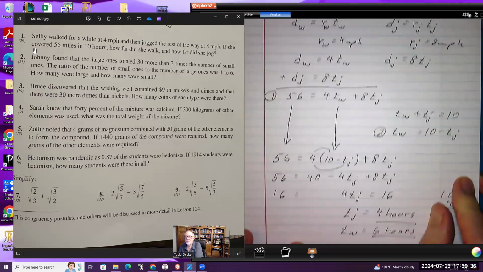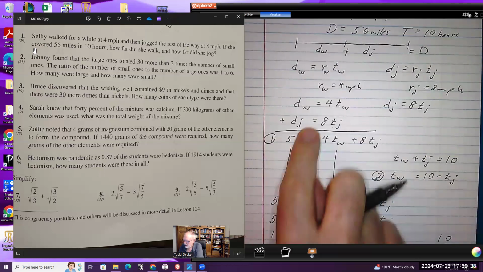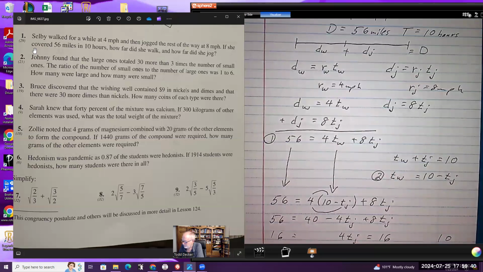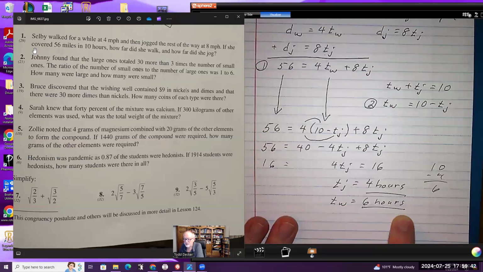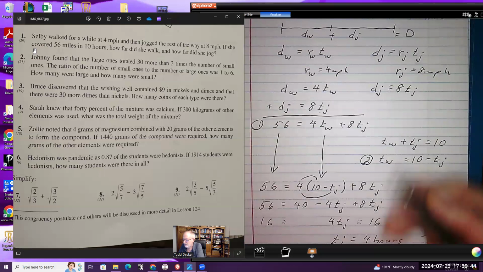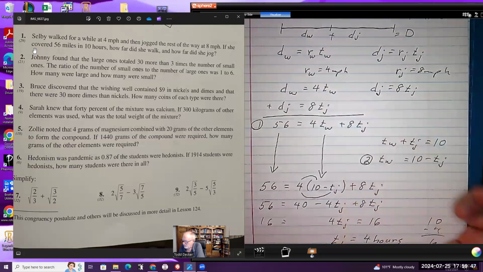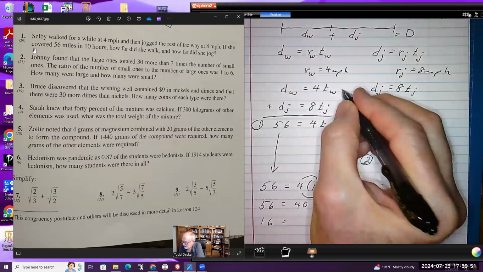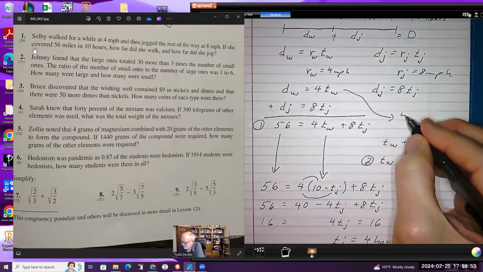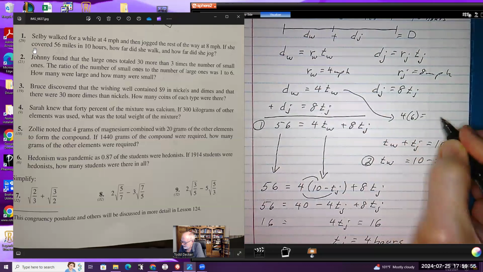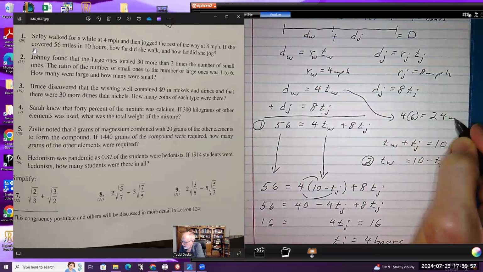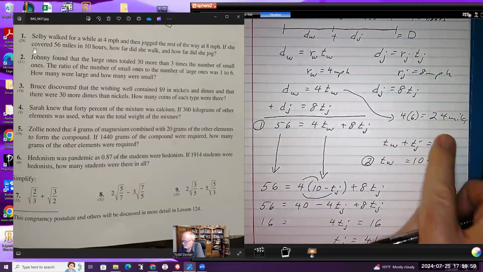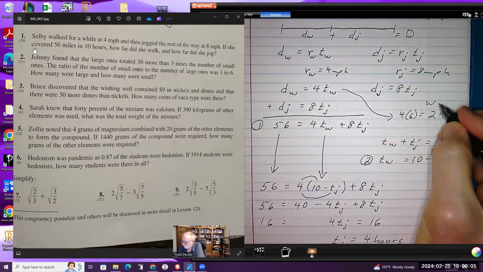And now that I know how long she spent doing each activity, I was given her rates for both. The rates for both are up here. 4 times T sub w. Well, T sub w is 6. She spent 6 hours walking. So 4 times 6, we'll put it over here. 4 times 6 is 24 miles. That's how far she walked.